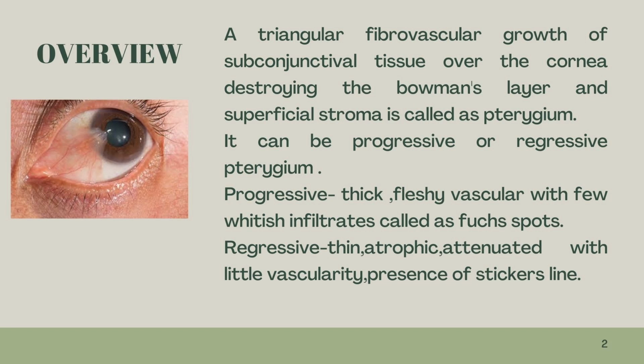Then it can also be regressive pterygium. In regressive pterygium, it will be very thin, atrophic. Atrophic means that it is at the end stage. Thin, atrophic, attenuated with little vascularity. Very few blood vessels will be there and there is presence of Stalker's line. Stalker's line is the deposition of iron pigments.